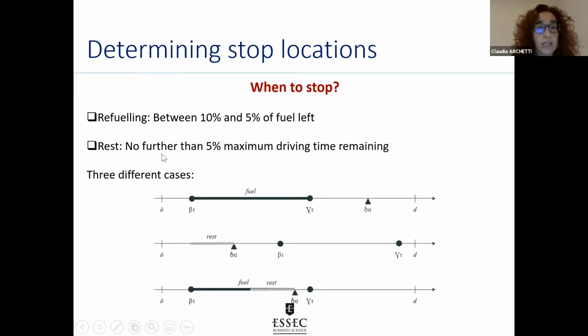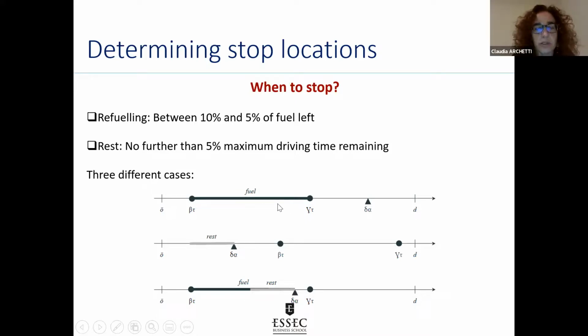The second case is when we are running out of time. And so we have this location over here, which is delta alpha, the location on the path associated with the time in which we have 5% of driving time remaining. So we'll start looking for a rest location from this point over here backward. Or we can have the case in which the two situations occur simultaneously. So we combine the search in this case.